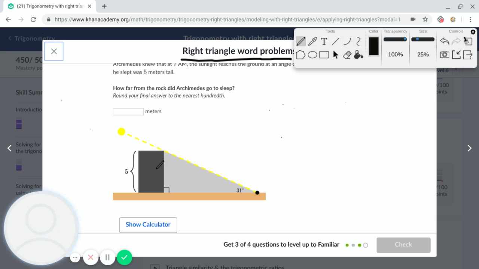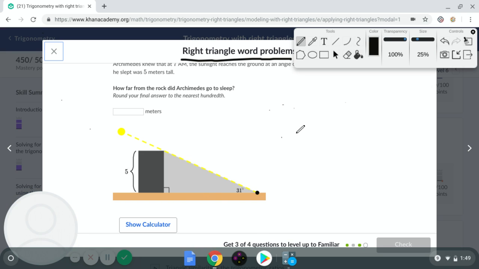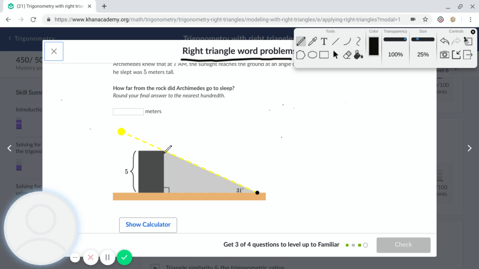Alright, so this is 5. This side is 5, and that is 31. Just pretend that the 5 was right here, because this rectangular block is the same height as this triangle. I'm just going to write 5 right here, okay, that is just disgusting. Let me just type this up instead. Alright. Right here. 5. Done. Alright. And we are looking for this side here.